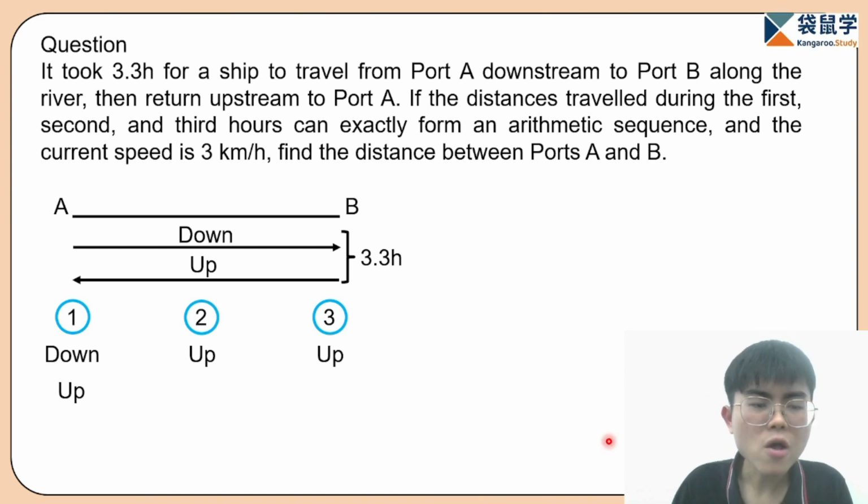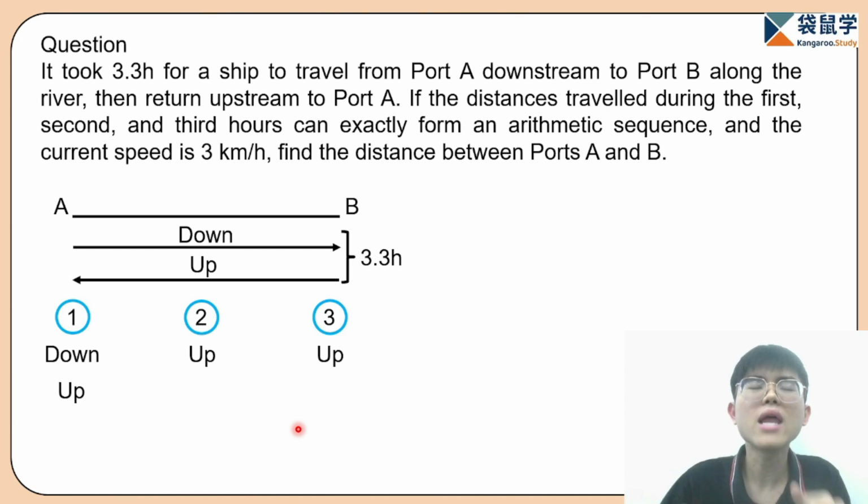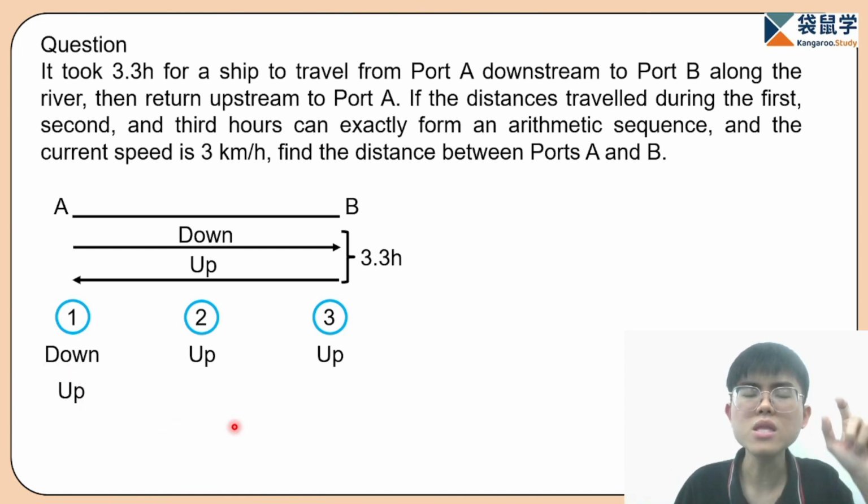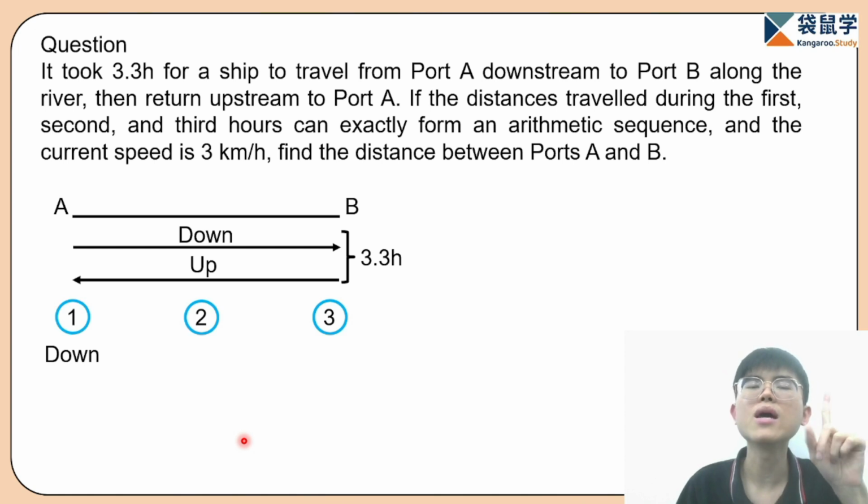Oh, you can see that going up, these two hours, the speed will be the same. The time, they are the same. The distance, they are the same. So it is not an arithmetic sequence. So we say that the ship cannot go down and go up in the first hour. So it must be going downstream.